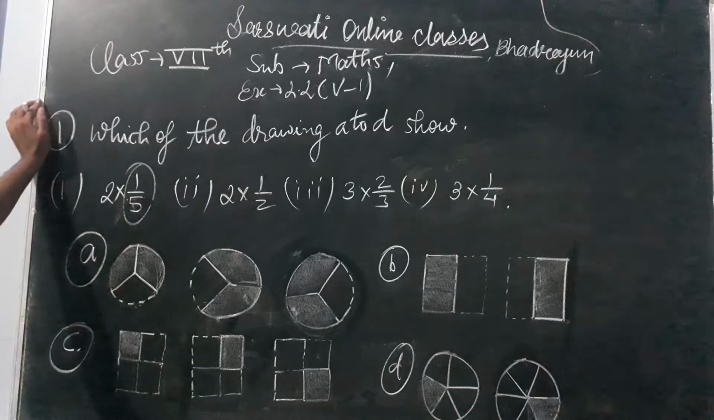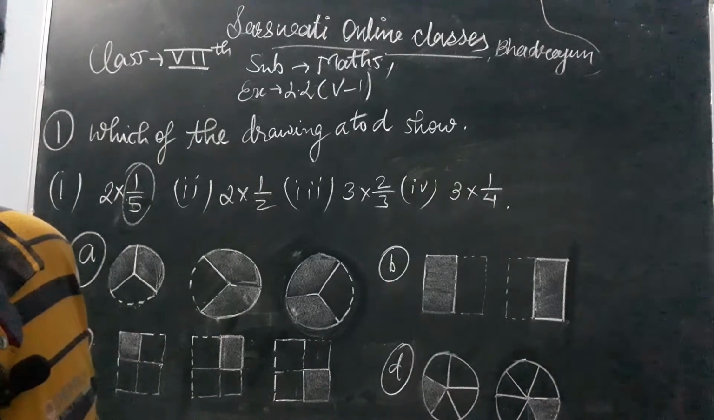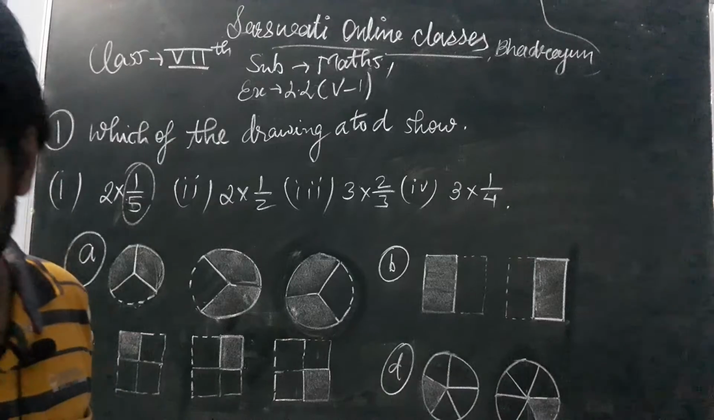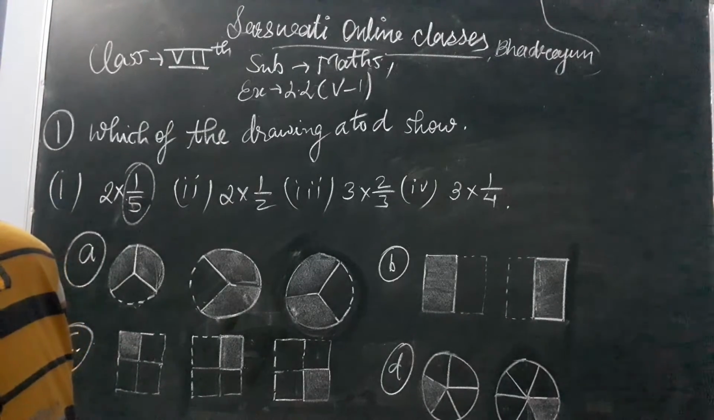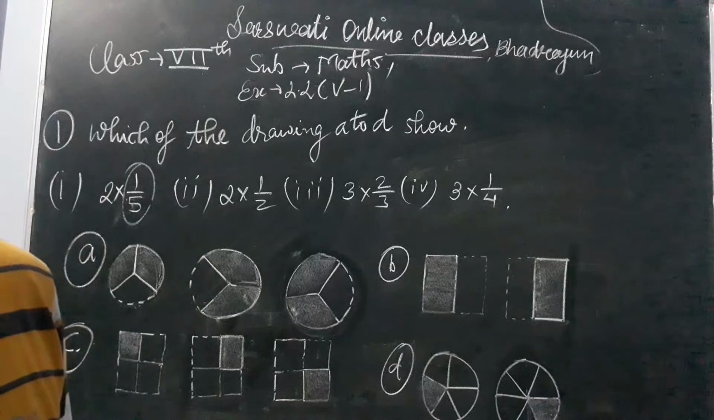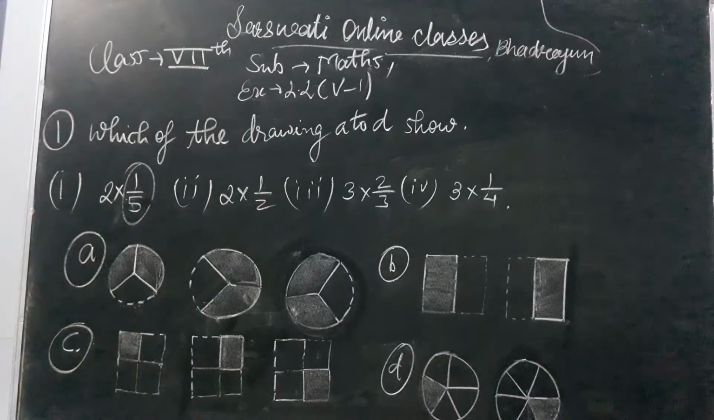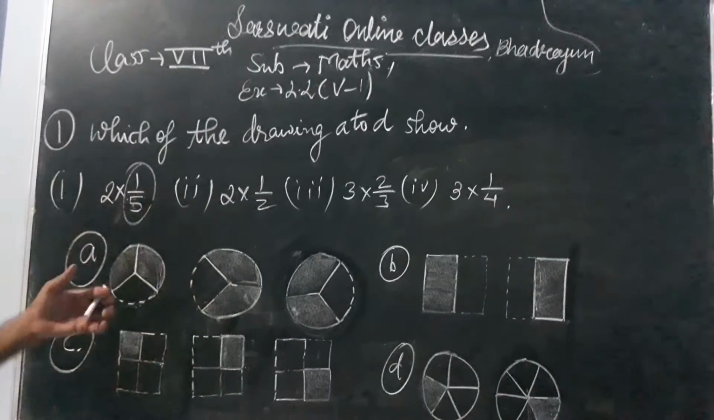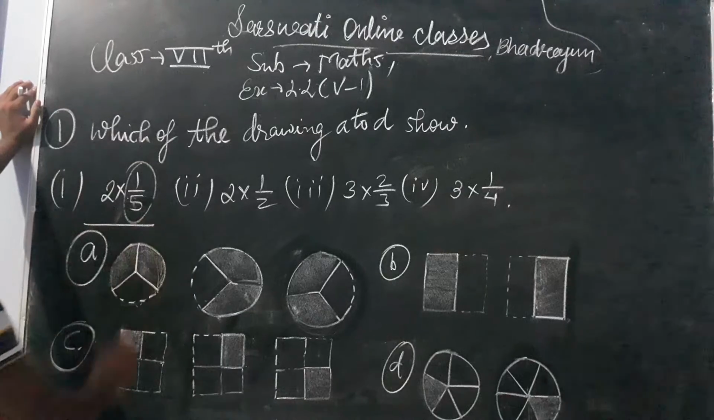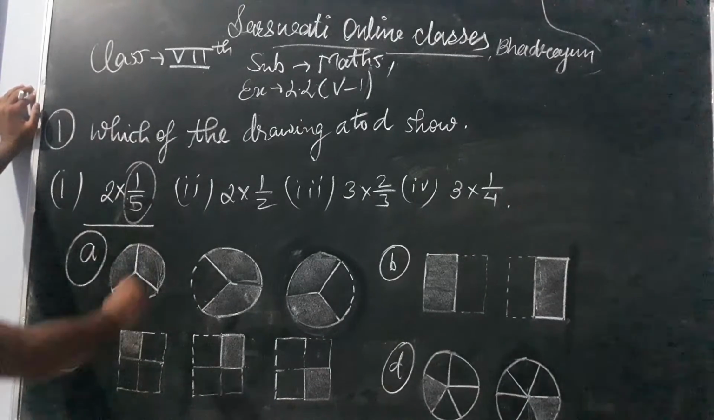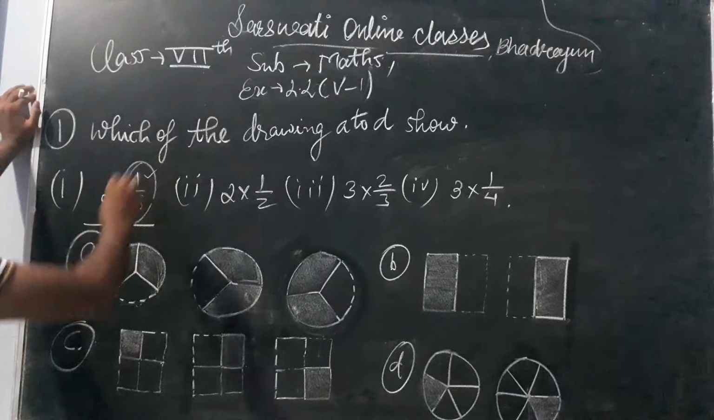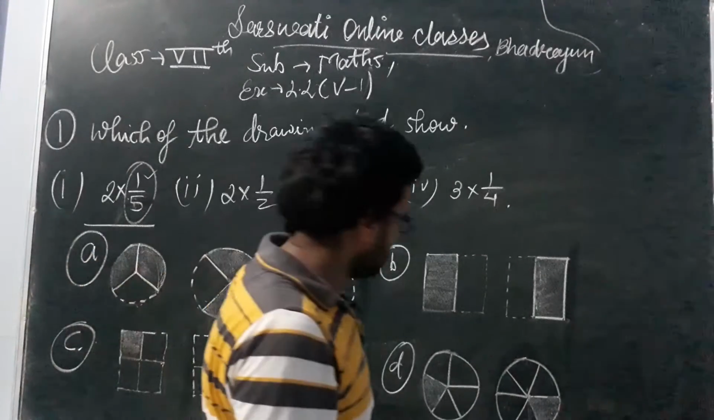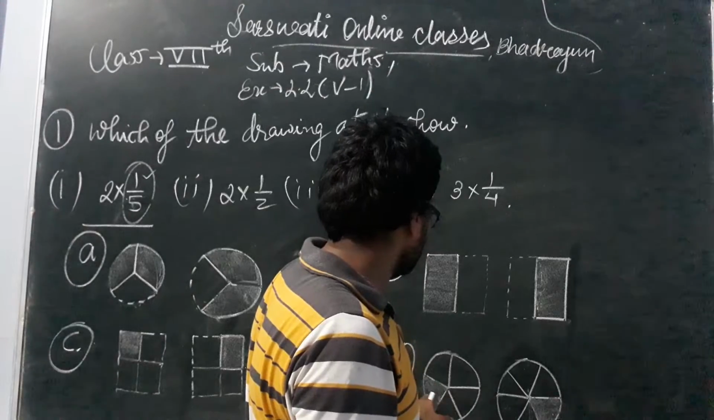First one is 2 into 1 by 5. What is 2 into 1 by 5? Now we will see, this is 2 into 1 by 5. 1 by 5 means there must be 5 parts and we have to choose one. Okay, so here are our 5 parts, 1, 2, 3, 4, 5, and we have to choose one.